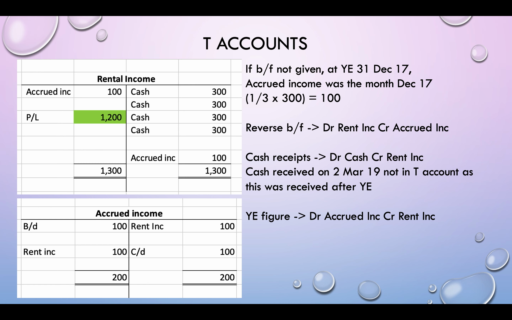Whether to use T accounts or not is a judgment call, but I will recommend not using T accounts if the balance brought forward hasn't been given to you. Otherwise, you will have to calculate all this.